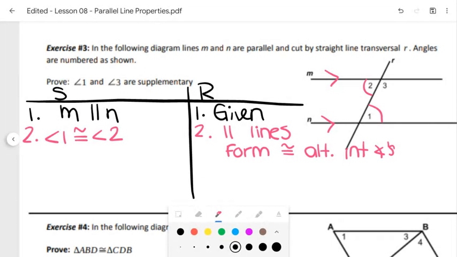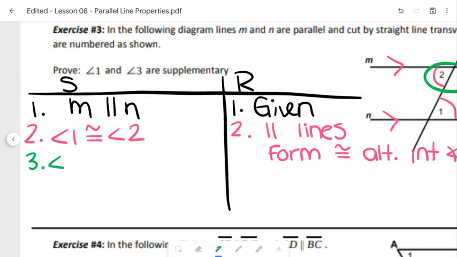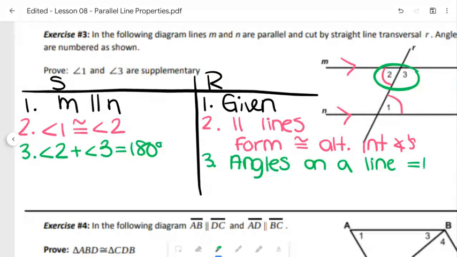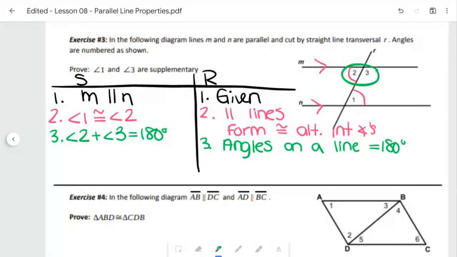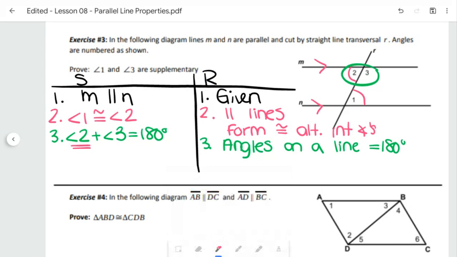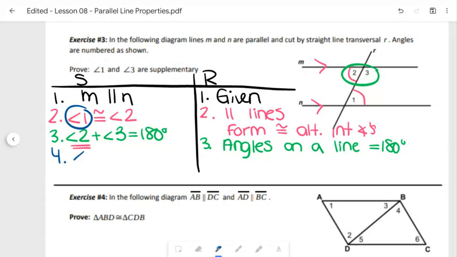We also should notice here that angles 2 and 3 add up to 180 degrees. Right? We know that they are angles on a line, so that means they're supplementary. Now, with this part being said here, we already had angles 1 and 2 being congruent. So I'm going to take angle 2 and replace it with angle 1 to have angle 1 plus angle 3 equal to 180 degrees by substitution.